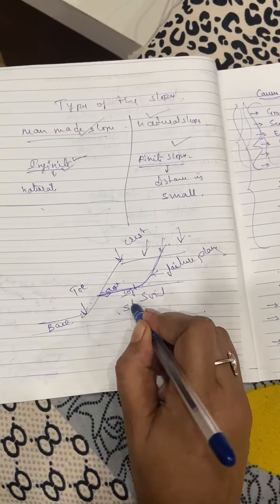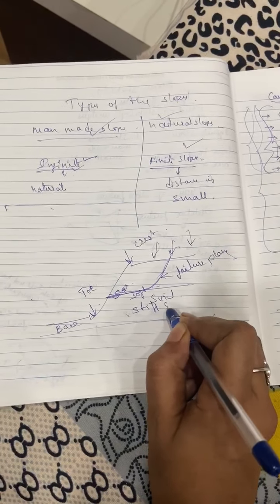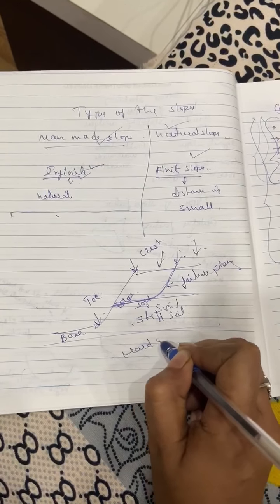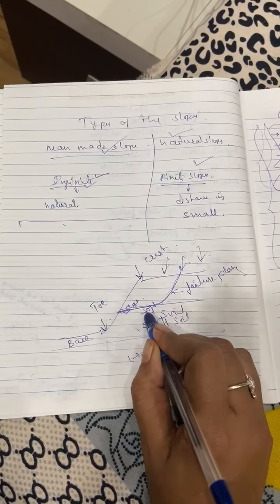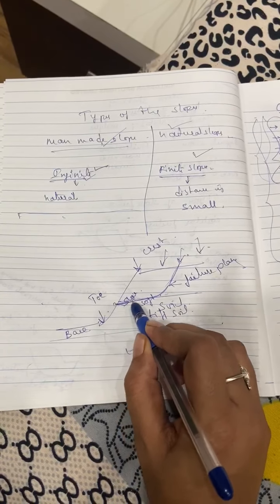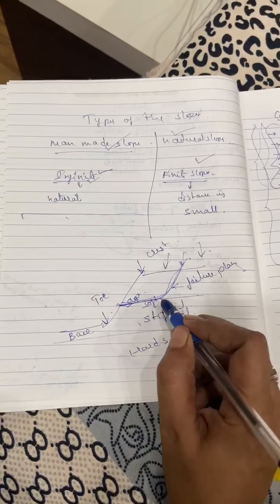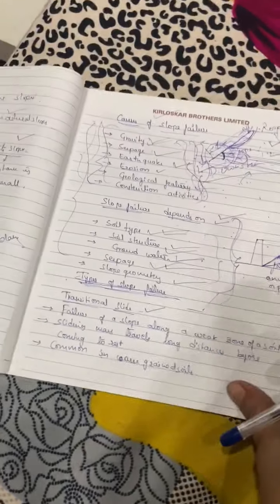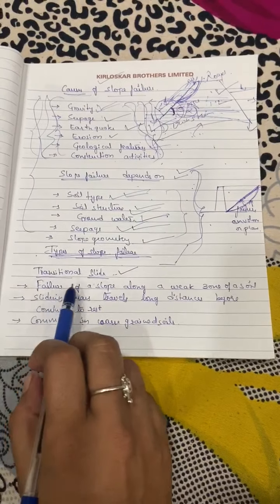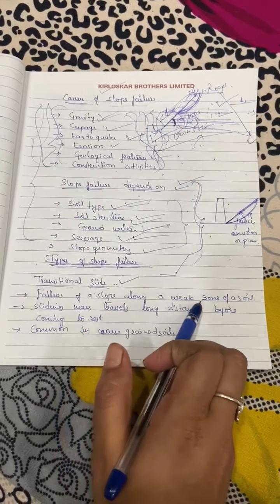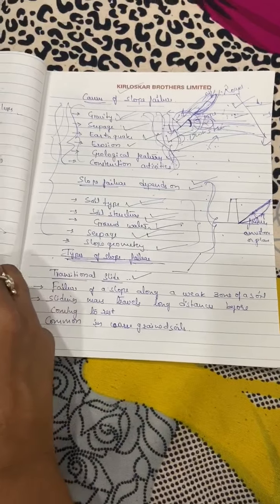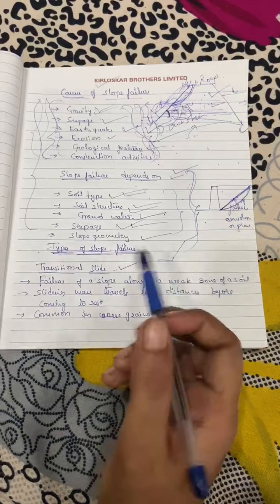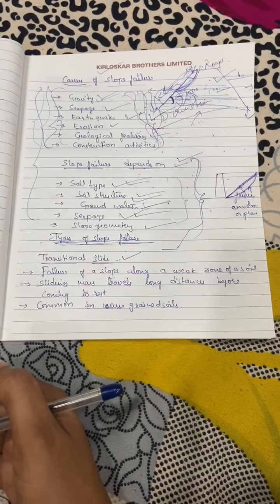Say here you have stiff soil, and this is your hard soil, and the slope is failing along this line, which is your soft soil. I have mentioned that it is failure of a slope along a weak zone of the soil. Weak zone is nothing but the soft soil. Failure along a weak zone of the soil is the translational slide.